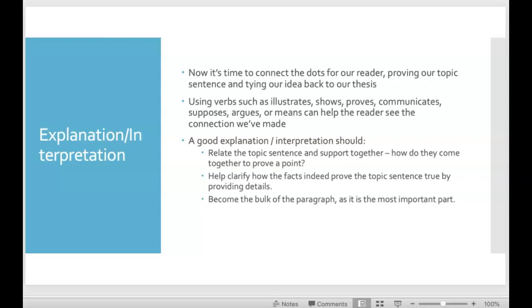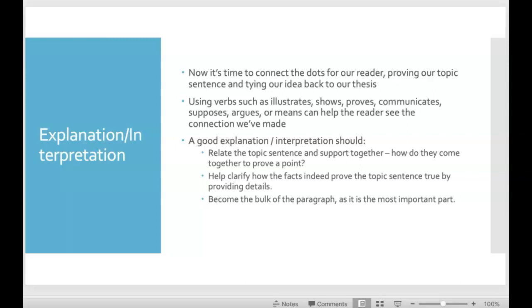So remember, this is very much like building blocks. So we have a thesis, and then we have a topic sentence, and then we have our evidence, and then we have our explanation. And it all has to work together. Otherwise, you have problems with cohesion.